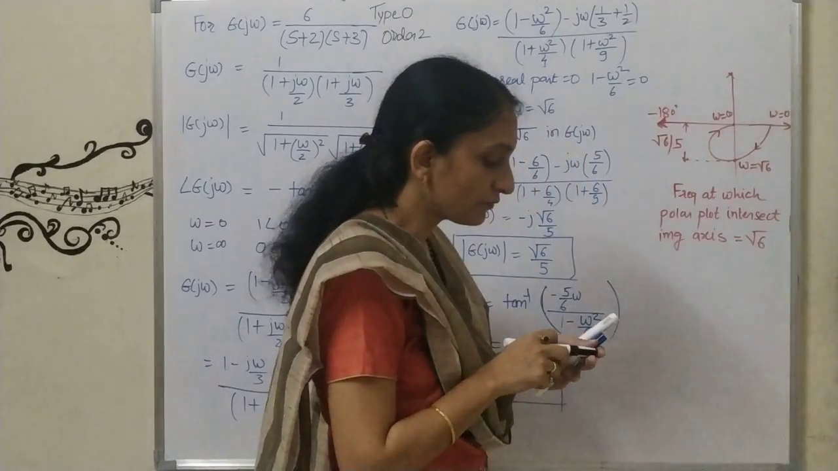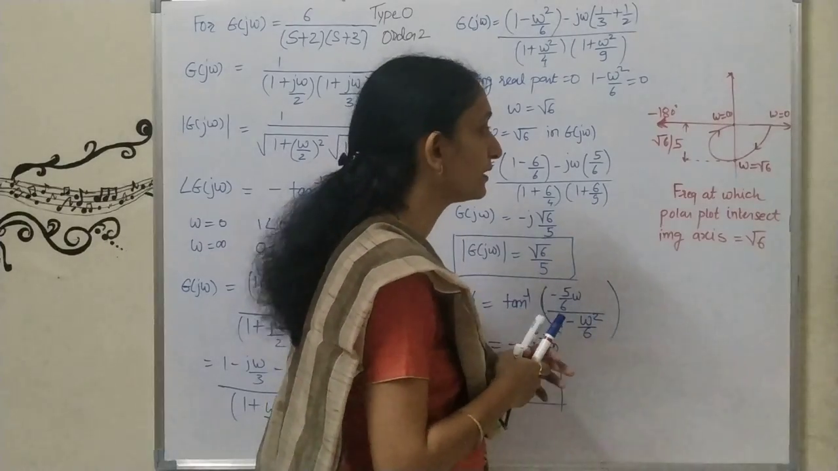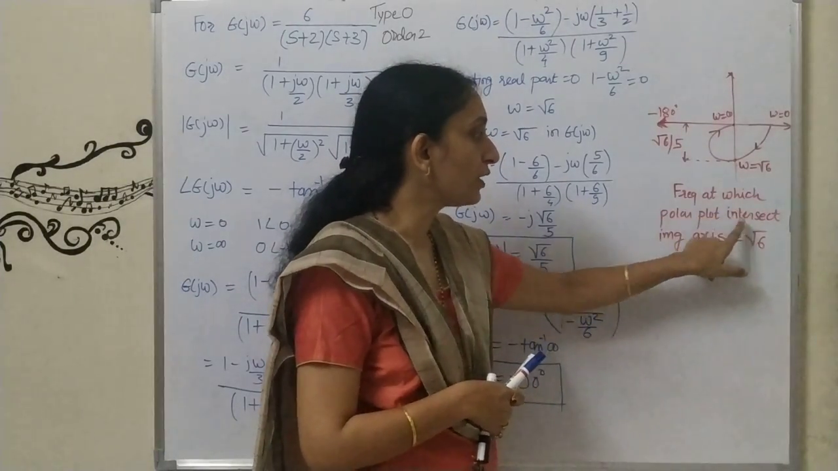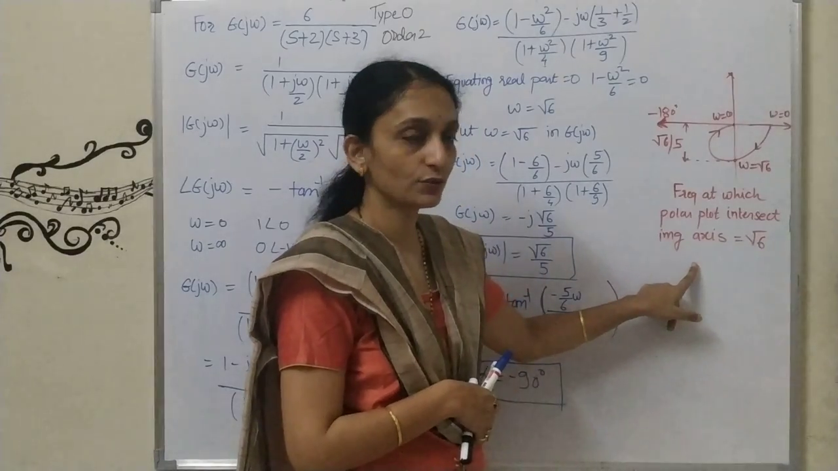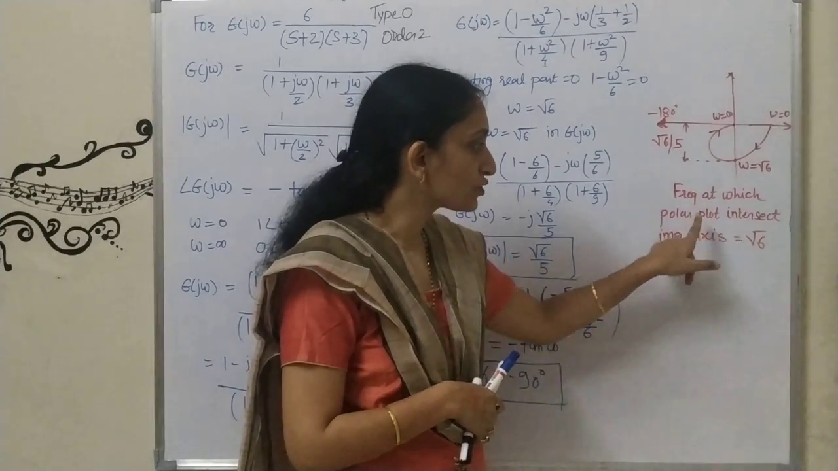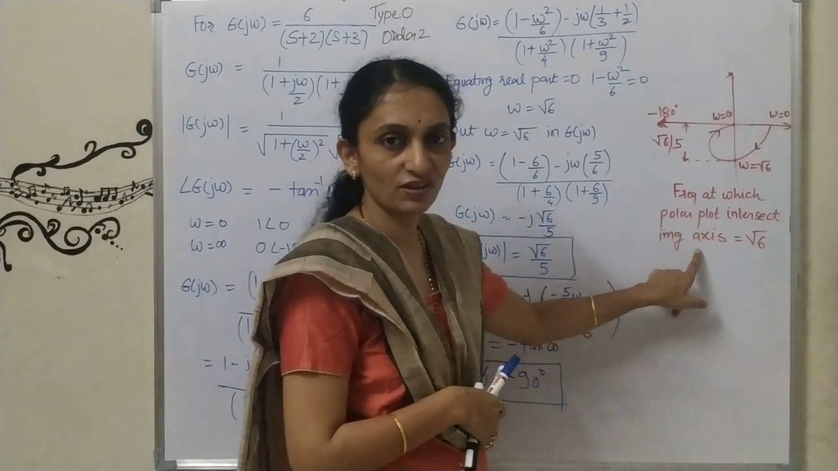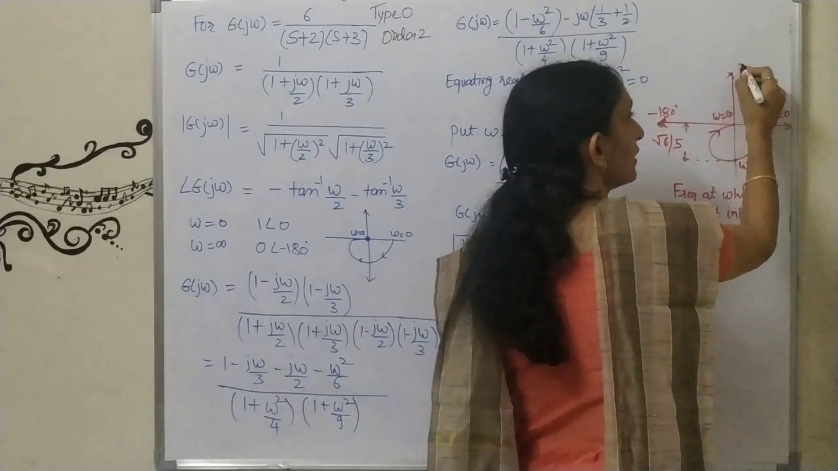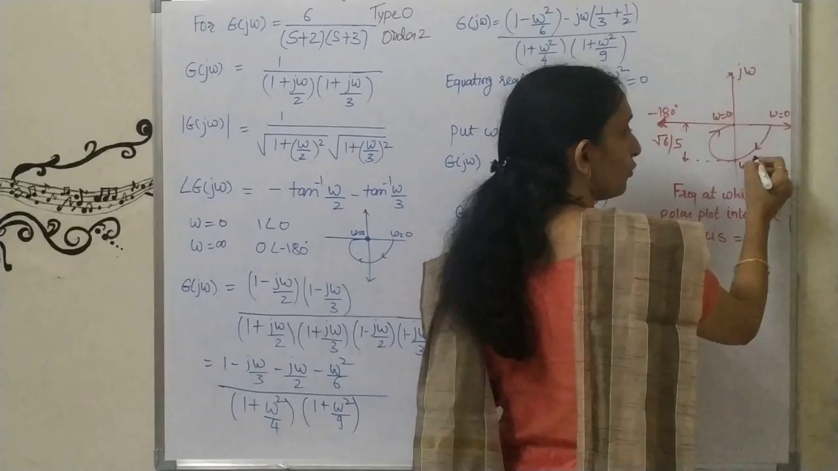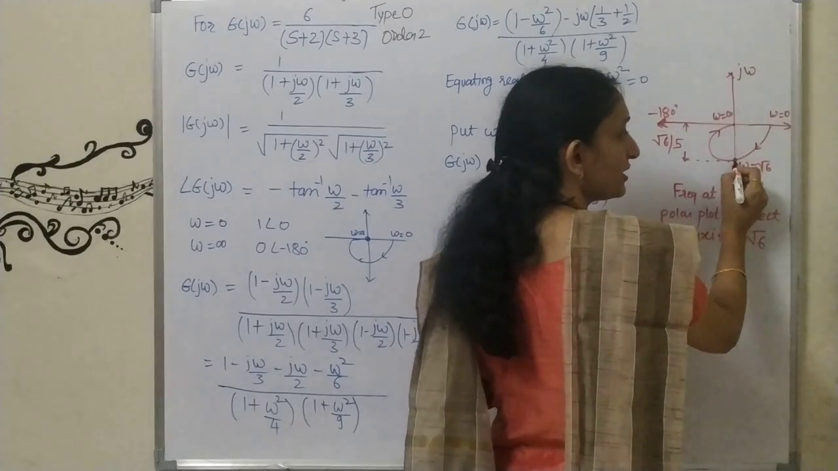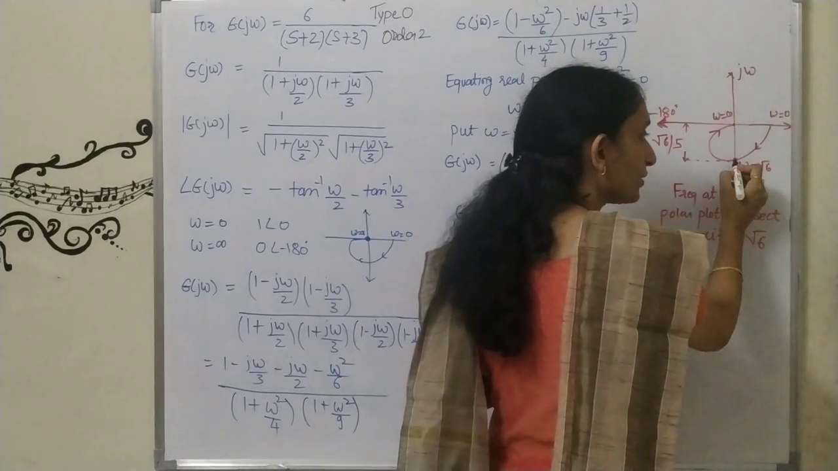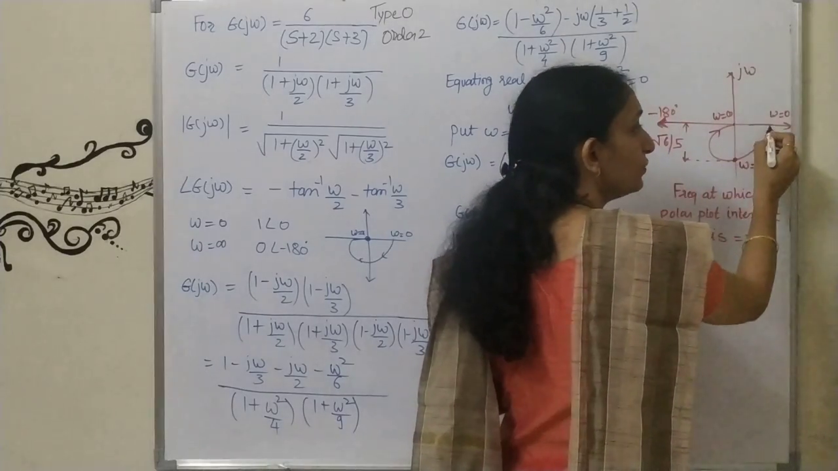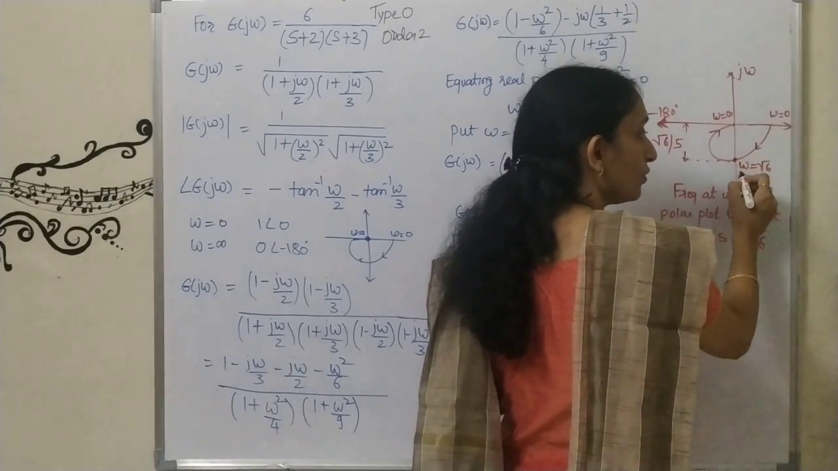Now see what you have to calculate in this numerical. You have to calculate the frequency at which the polar plot intersects the imaginary axis. So this is the imaginary axis, that is the j omega axis. You can check that here the polar plot is intersecting the imaginary axis. So we have to calculate this point. Here I have written the answer, but in this numerical you need to calculate this frequency omega.